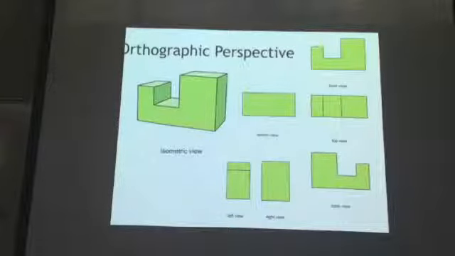What an orthographic perspective is, it takes a 3D shape. Here I have one on the screen. It takes a 3D shape, and it's going to give you 6 different views of that shape. It's going to give you the front view, the back view, the top view, the bottom view, the left, and the right view. So let's all think about this shape right here.